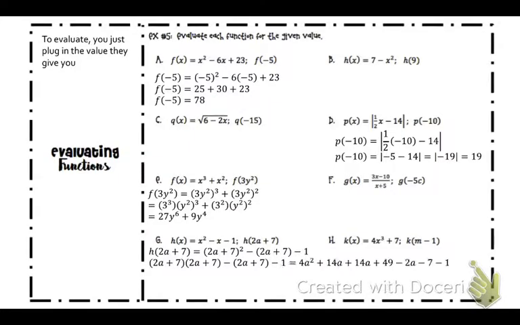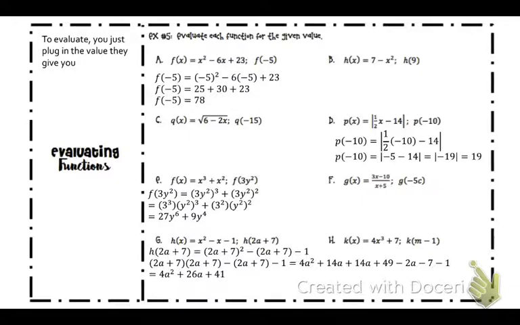(2a plus 7) times (2a plus 7) is 4a squared plus 14a plus 14a plus 49. I'm going to distribute that negative in for the minus (2a plus 7). So that's minus 2a minus 7 minus 1. Then I just finish with combining like terms. So that's 4a squared. 14a plus 14a is 28a minus 2a is 26a. And then 49 minus 7 is 42 minus 1 is 41. And that's your final answer there.